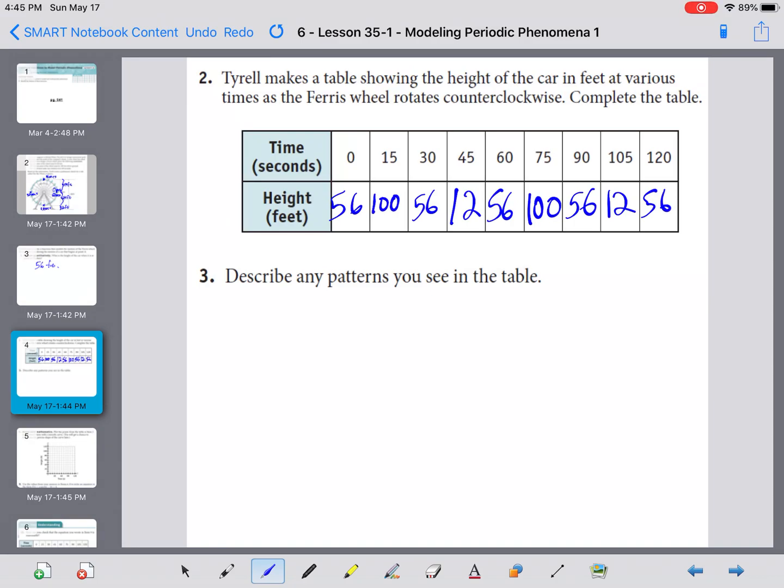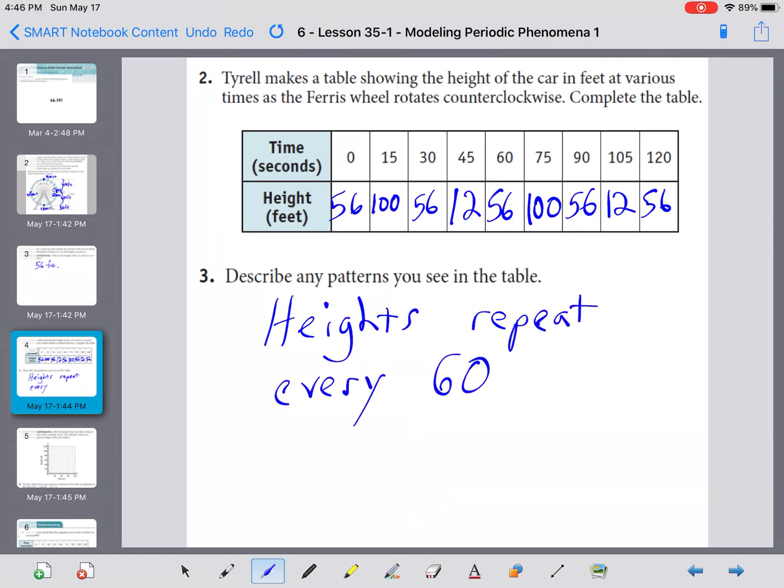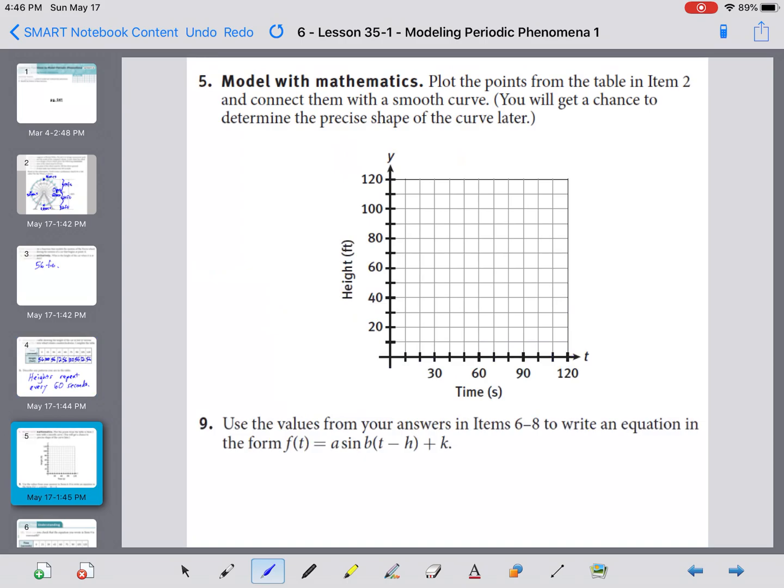All right. So we can see a pattern here that the heights start to repeat every 60 seconds. Thus, this is a periodic function, right? So that's why this is a good application of our sine and cosine curves. All right, so let's do this now.